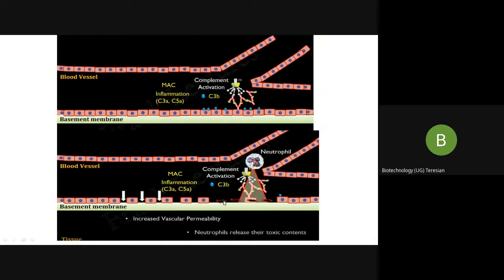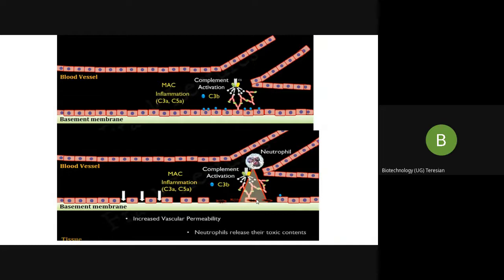So now further, the neutrophils are attracted. The neutrophils will send their toxic chemicals. The neutrophils will enter from these regions. Look at here, and they further cause damage. So an increased inflammatory response occurs in this reaction. So this is about hypersensitivity 3.